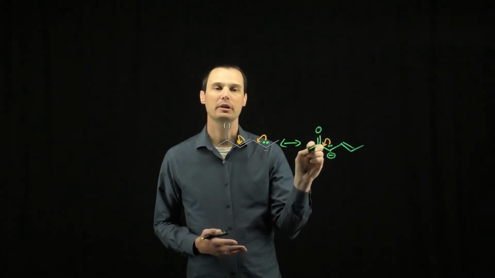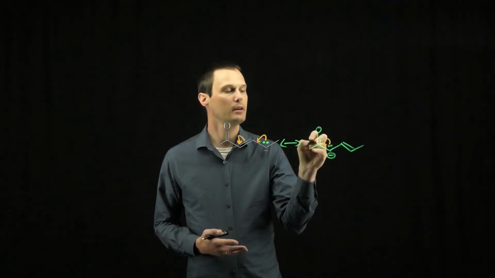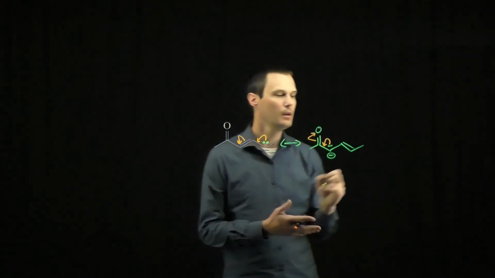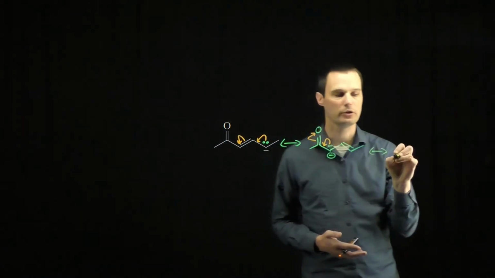That will build up too much electron density around this carbon, so I'll need to break the carbon-oxygen pi bond and deposit those electrons onto oxygen. That will form a third resonance contributor.